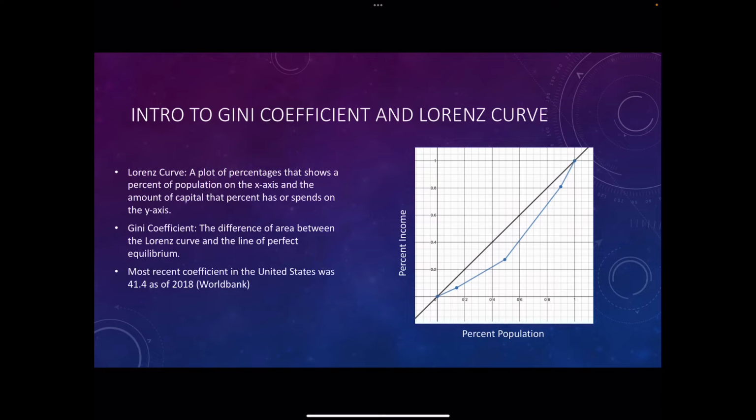I'm not going to give you short intros on the Gini coefficient and Lorenz curve. The Lorenz curve is a plot of percentages that shows the percent of population on the x-axis and the amount of capital, that percent, or the spend, i.e. income, on the y-axis. The Gini coefficient is the difference of the area between the Lorenz curve and the line of perfect equilibrium. We did find that most recently the coefficient in the United States was 41.4 as of 2018.